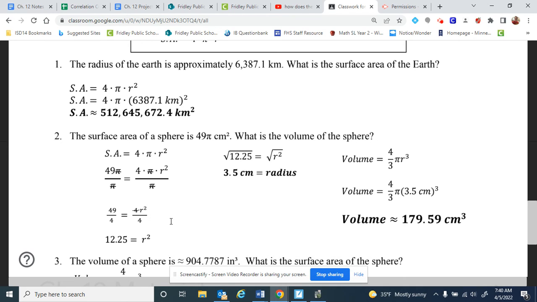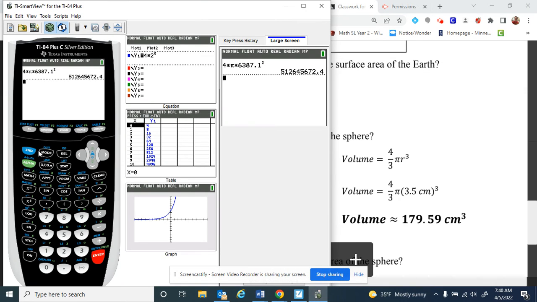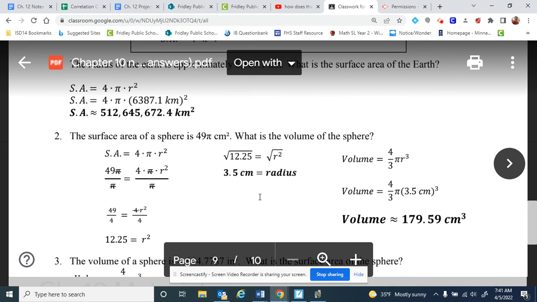So in order to get rid of this square, we need to do the opposite of squaring, and that's going to be the square root. So inside of the calculator, the square root button is second, and then this exponent key. And it's going to pull up the square root, and we can type in 12.25. And we can take the square root of that number, and there we go, 3.5. So that's the radius of this sphere.